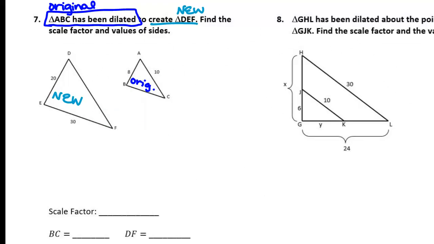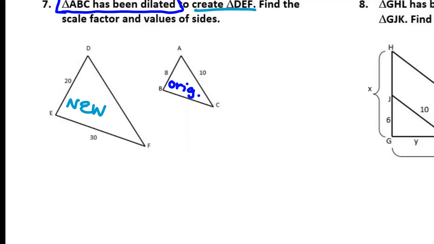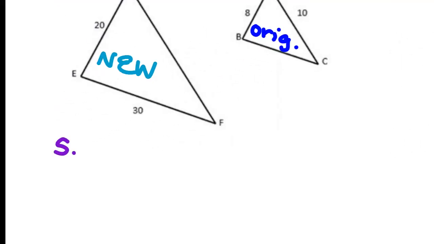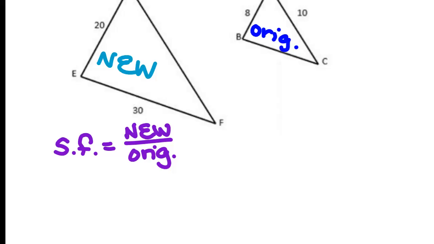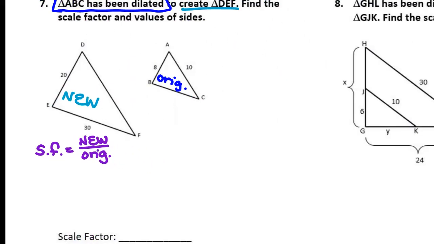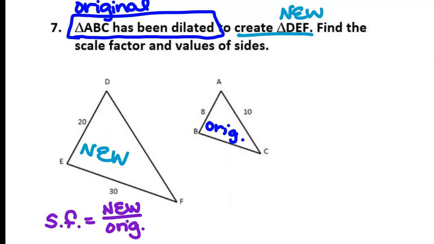And then it says find the scale factor and the values of sides. All right, so scale factor first. Scale factor is new over original. When you are looking at these triangles, 2 of the sides that are shown are corresponding. Which 2 sides would have to be our corresponding sides? The 20 and the 8. Side DE right here, and side AB right here.